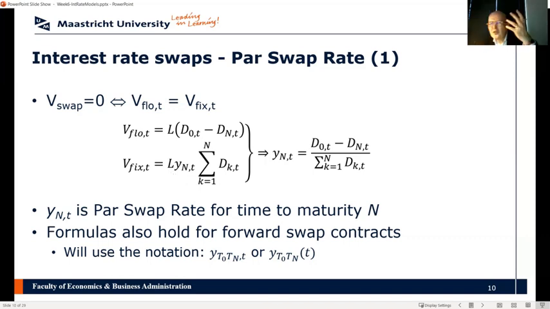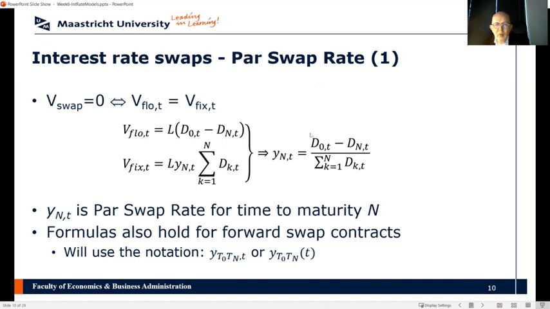So unlike with bonds, where finding a par coupon requires a difficult computation or an internal rate of return, finding the par swap rate is really easy, because this is just solving a linear equation. The par swap rate for an n-year contract is the value of the floating side divided by the sum of these discount factors in the denominator. The notation that I use is Y_N(t), the par swap rate for time to maturity capital N as we observe it today in the market at time small t.